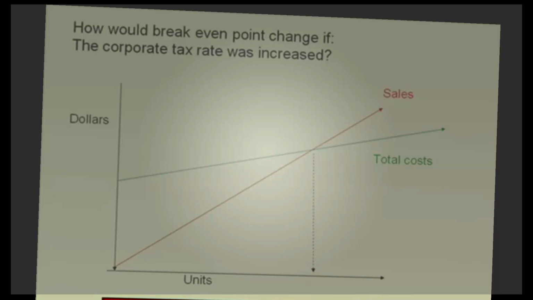Here's the why. At break-even point, profit is zero. At zero profit, whether you charge 20% or 30% or 50%, the tax impact is the same because profit is zero. So the answer to this is there's no change in break-even point. Just remember that when you do the problems, an increase in tax rate does not change break-even point.